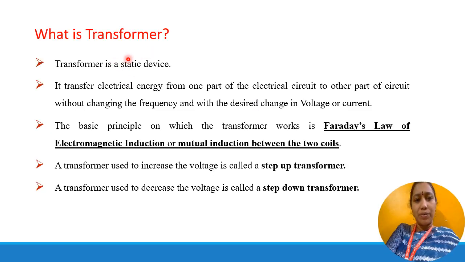What is a transformer? A transformer is a static device. It transfers electrical energy from one part of the electrical circuit to the other part of the circuit without changing the frequency and with the desired change in the voltage or current. The basic principle of a transformer is Faraday's laws of electromagnetic induction, and it is also called mutual induction between two coils. A transformer used to increase the voltage is called a step-up transformer, and a transformer used to decrease the voltage level is called a step-down transformer.